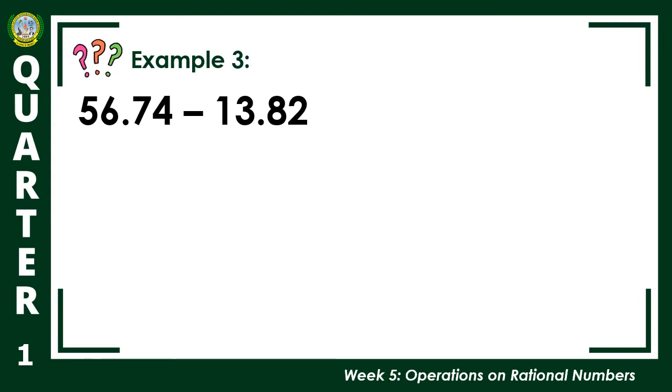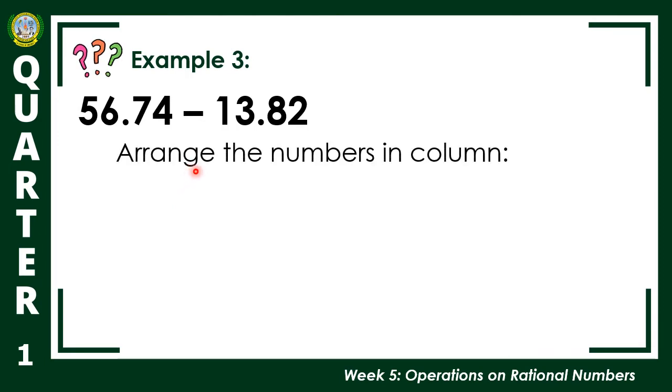For the third example, so let's have now subtraction naman po. 56 and 74 hundredths minus 13 and 82 hundredths. So, ganun din po, isusulat lang natin sila vertically. We have to arrange the numbers in column. Pagtatapatin po ulit natin ang decimal point. So, 56.74 minus 13.82. So, as you can see, magkatapat po yung decimal point. So, proceed tayo sa subtraction.